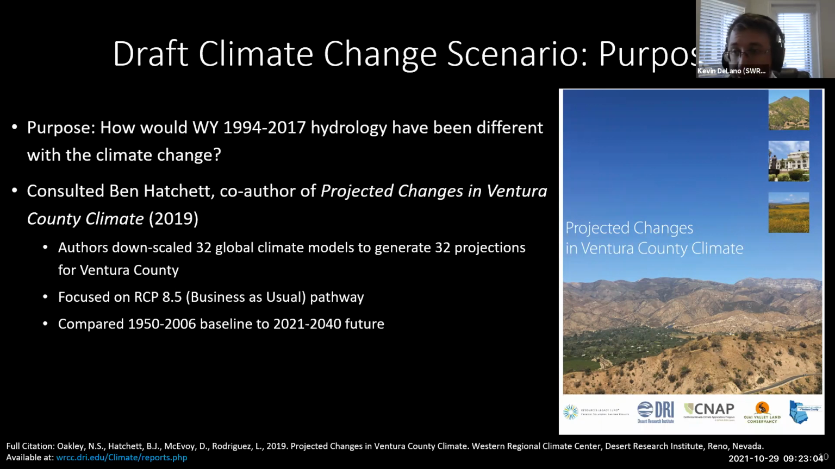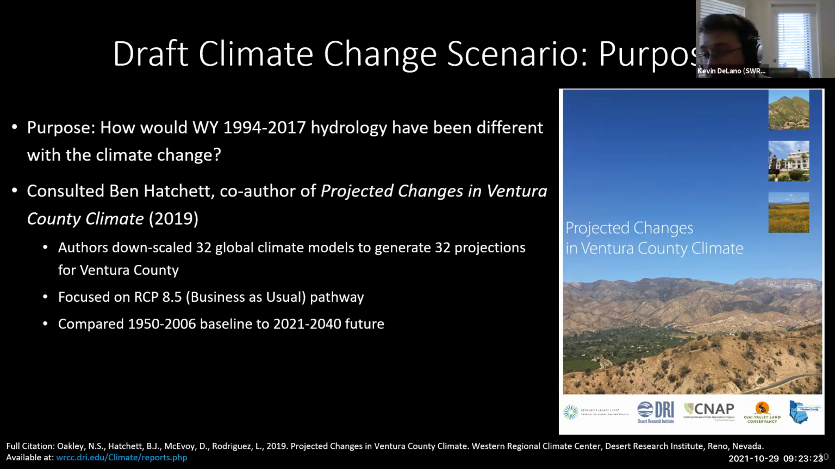These climate projections vary in terms of how much air temperature increase they project will happen. And these 32 climate projections also vary in terms of how much precipitation is expected to increase or decrease, or how the timing of precipitation will change.